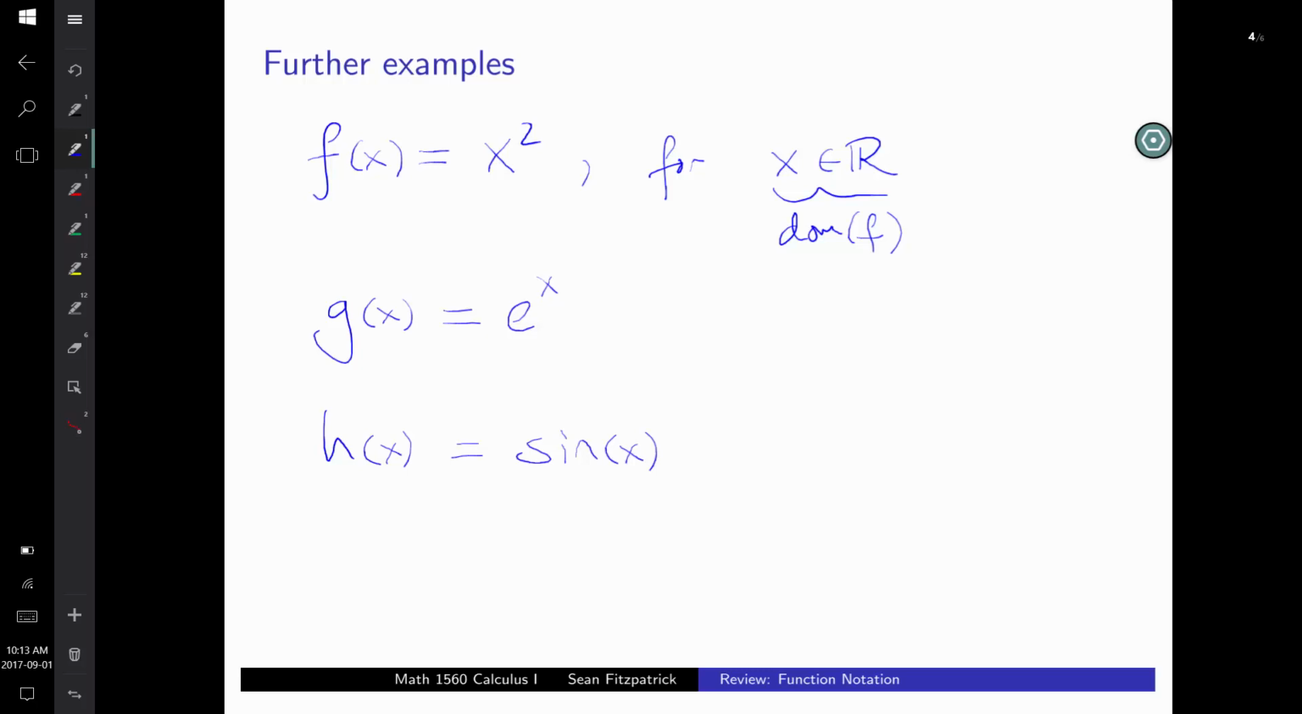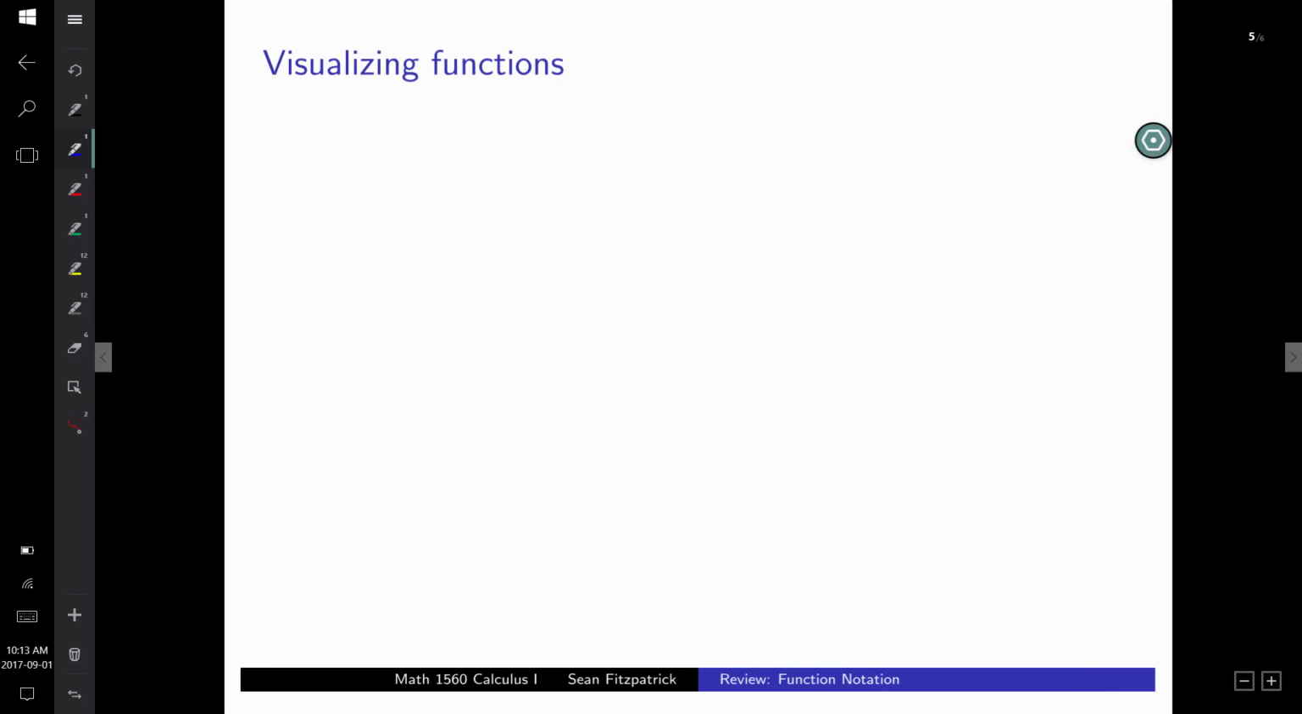We could look at the function that takes each student in Math 1560 and assigns them a letter grade. That's a function, right? Nobody's going to get more than one grade. Lots of people will get the same grade. Lots of you will get A's, for example, believe it or not. But there won't be anyone in the class who gets 2 different grades. That I can guarantee.